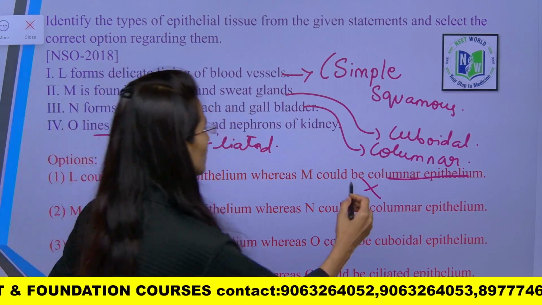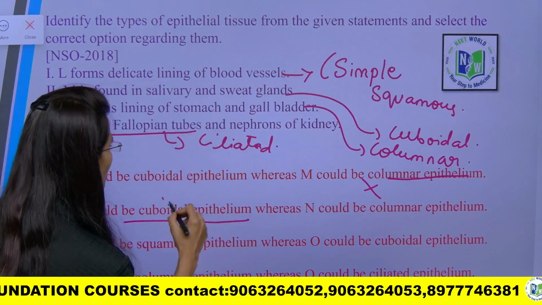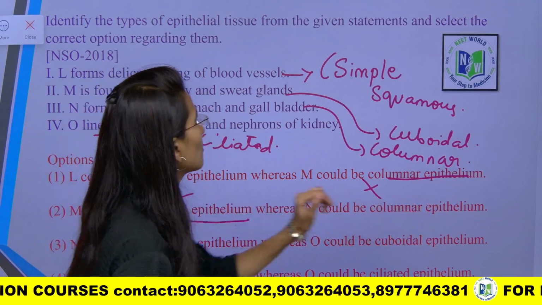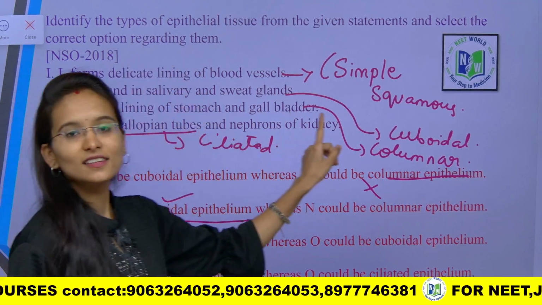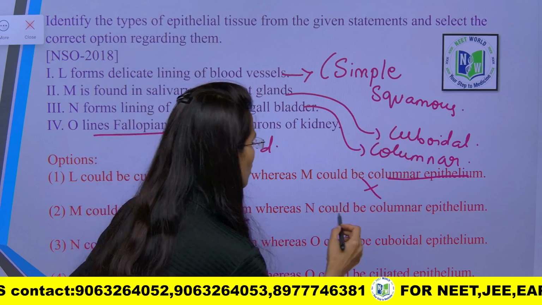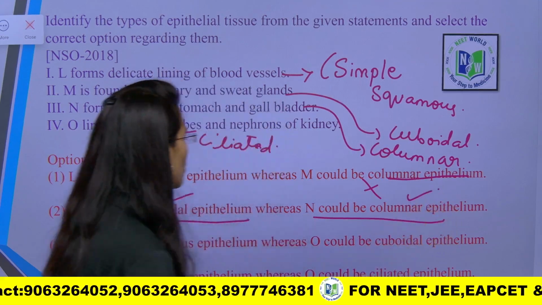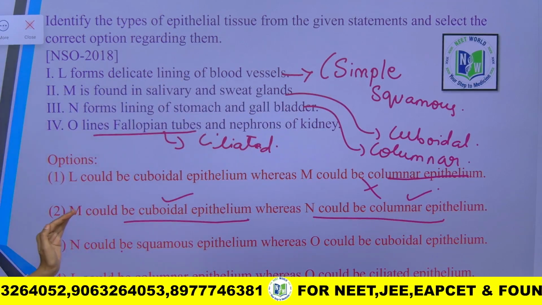Yes, so it will be the right option. And N could be the columnar epithelium. See here, N is a columnar epithelium. So this is also the right option. So option 2 is right.